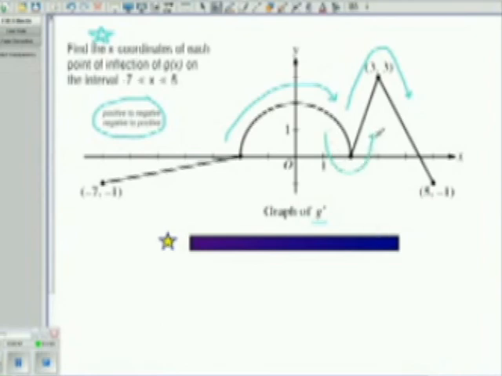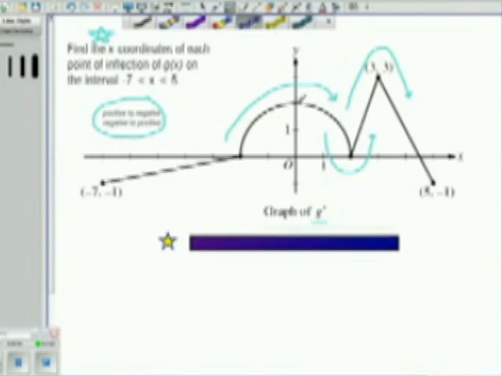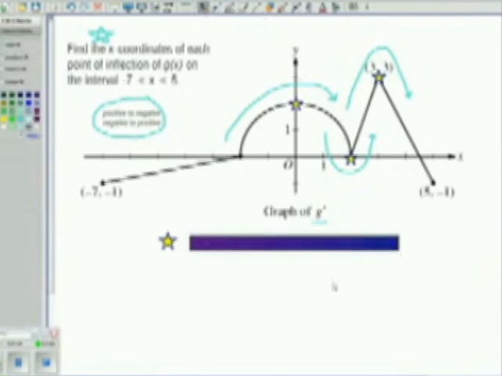So all we do is look at the graph of g prime of x, which we are given, and find the x-coordinates of the points where it changes from increasing to decreasing, like 0 and 3, or decreasing to increasing, like at x equals 2. And so we have that the graph of g of x has inflection points at x equals 0, 2, and 3.